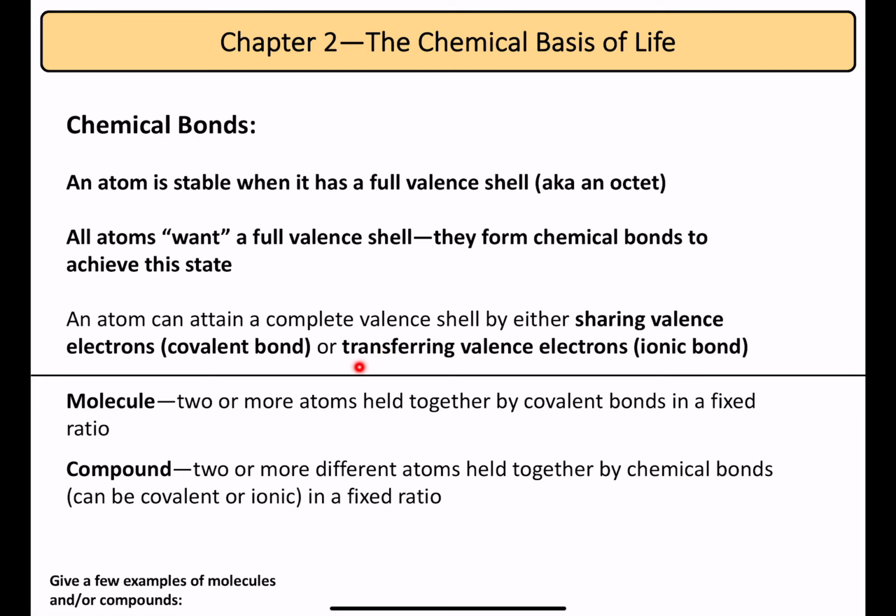Then we'll talk about another type of chemical bond where one atom actually steals an electron from another atom. So one's going to lose an electron, one's going to gain an electron. So there's a transfer. That's called an ionic bond.